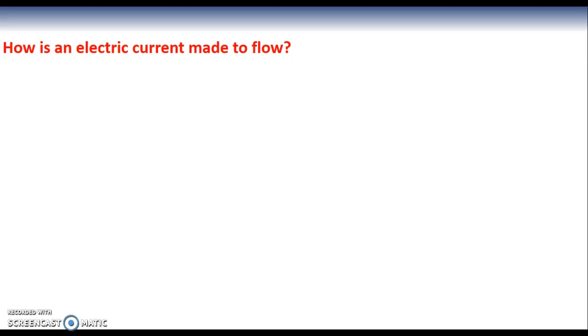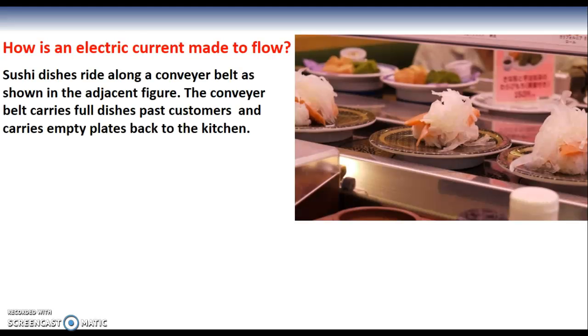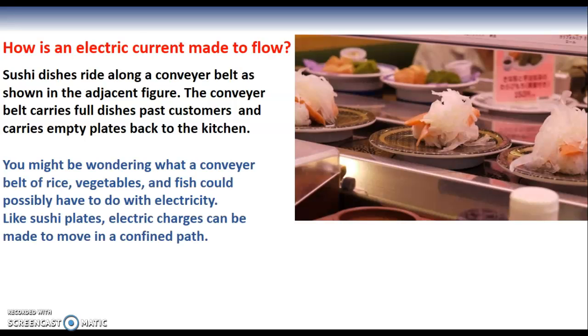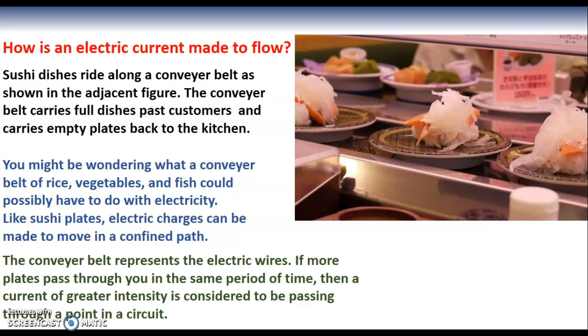So how is an electric current made to flow? Sushi dishes ride along a conveyor belt as shown in the adjacent figure. The conveyor belt carries full dishes past customers and carries empty plates back to the kitchen. You might be wondering what a conveyor belt of rice, vegetables, and fish could possibly have to do with electricity. Like sushi plates, electric charges can be made to move in a confined path.